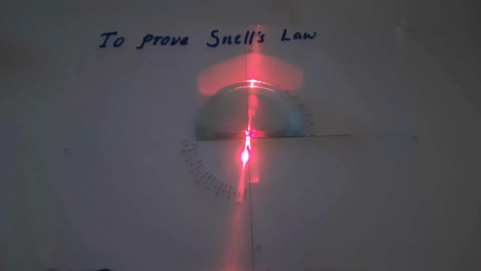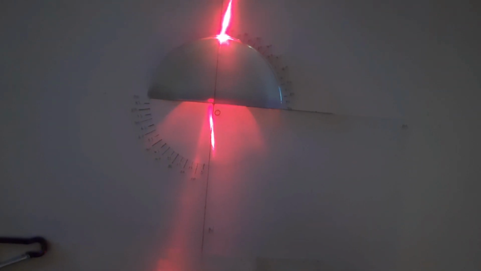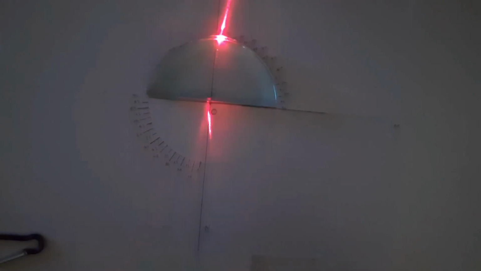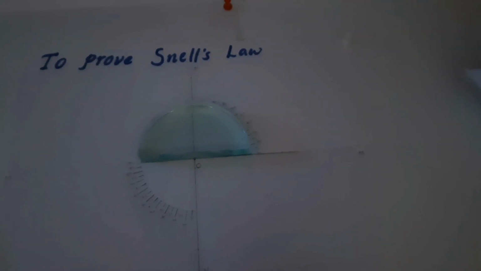Next, after 10 degrees, I am trying to incident the light at different angles. You can observe that when the light ray is incident at an angle, some of the light is coming back into the same medium, some of the light is coming out of the glass slab.